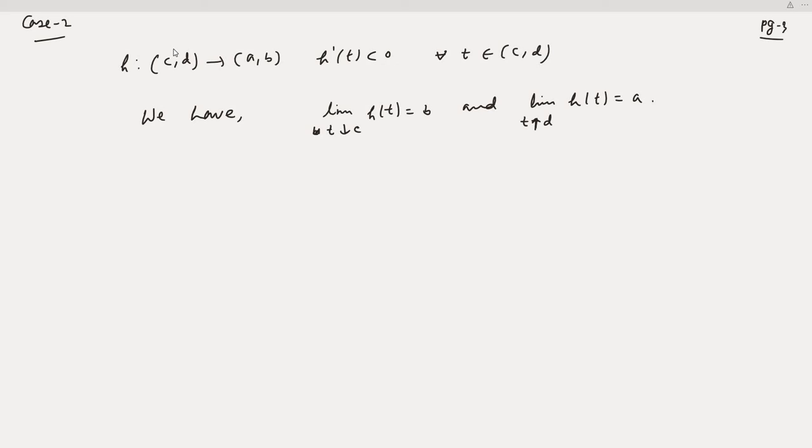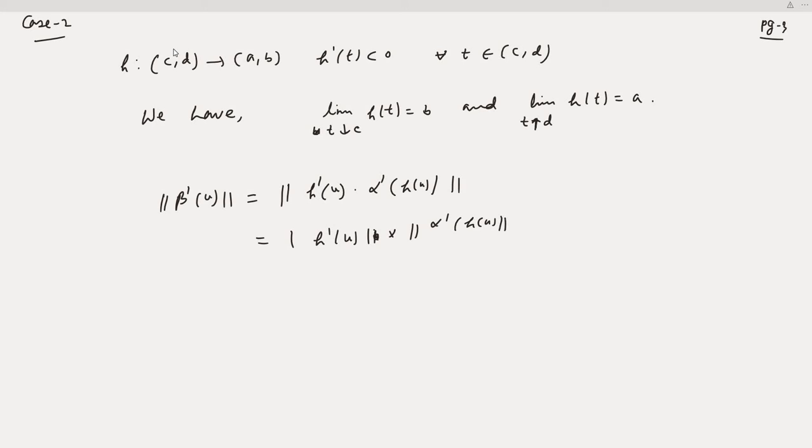So here also, beta prime of u, by chain rule we have similarly, this is equal to norm of h prime of u times alpha prime of h of u, and this is equal to mod h prime of u times norm of alpha prime of h of u. And here, in this case h prime of u is negative.